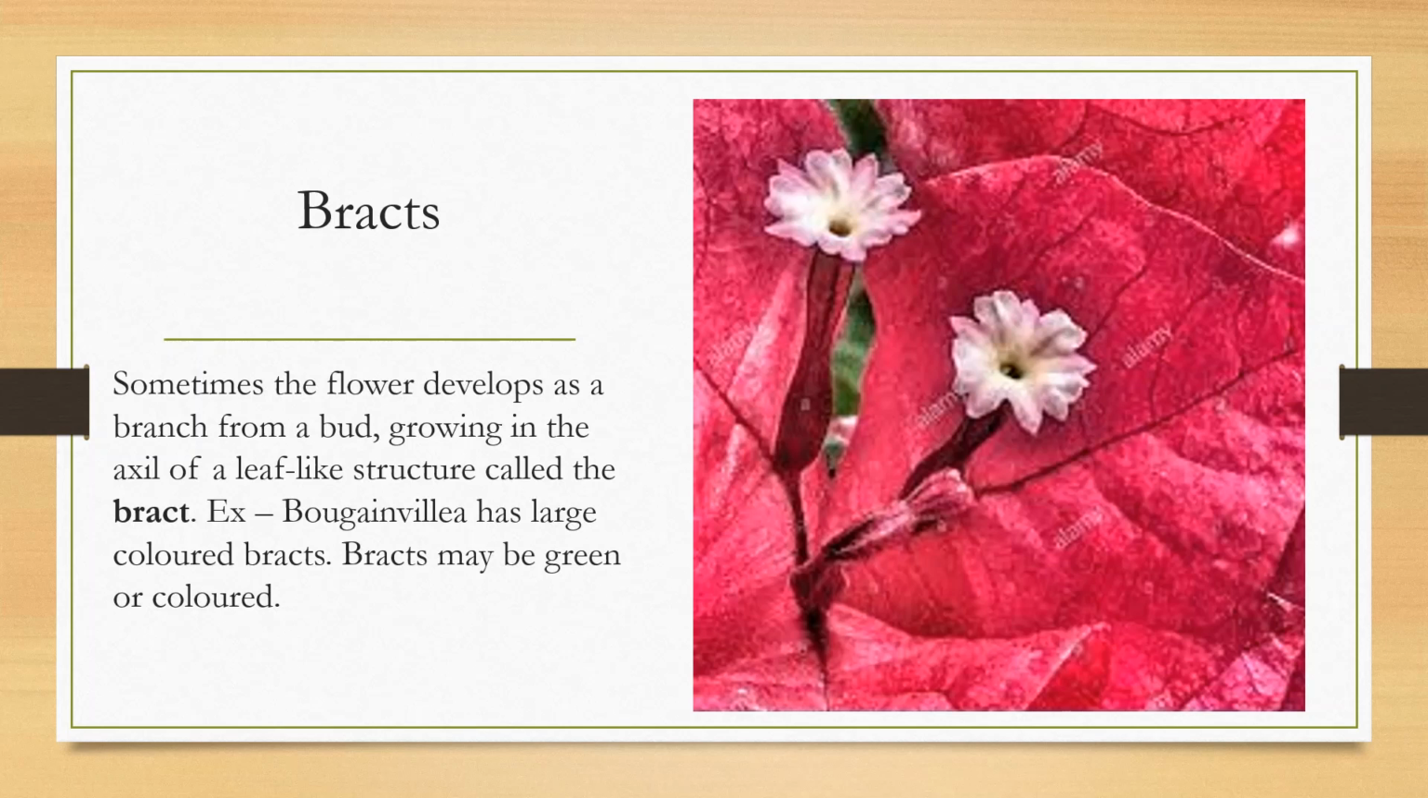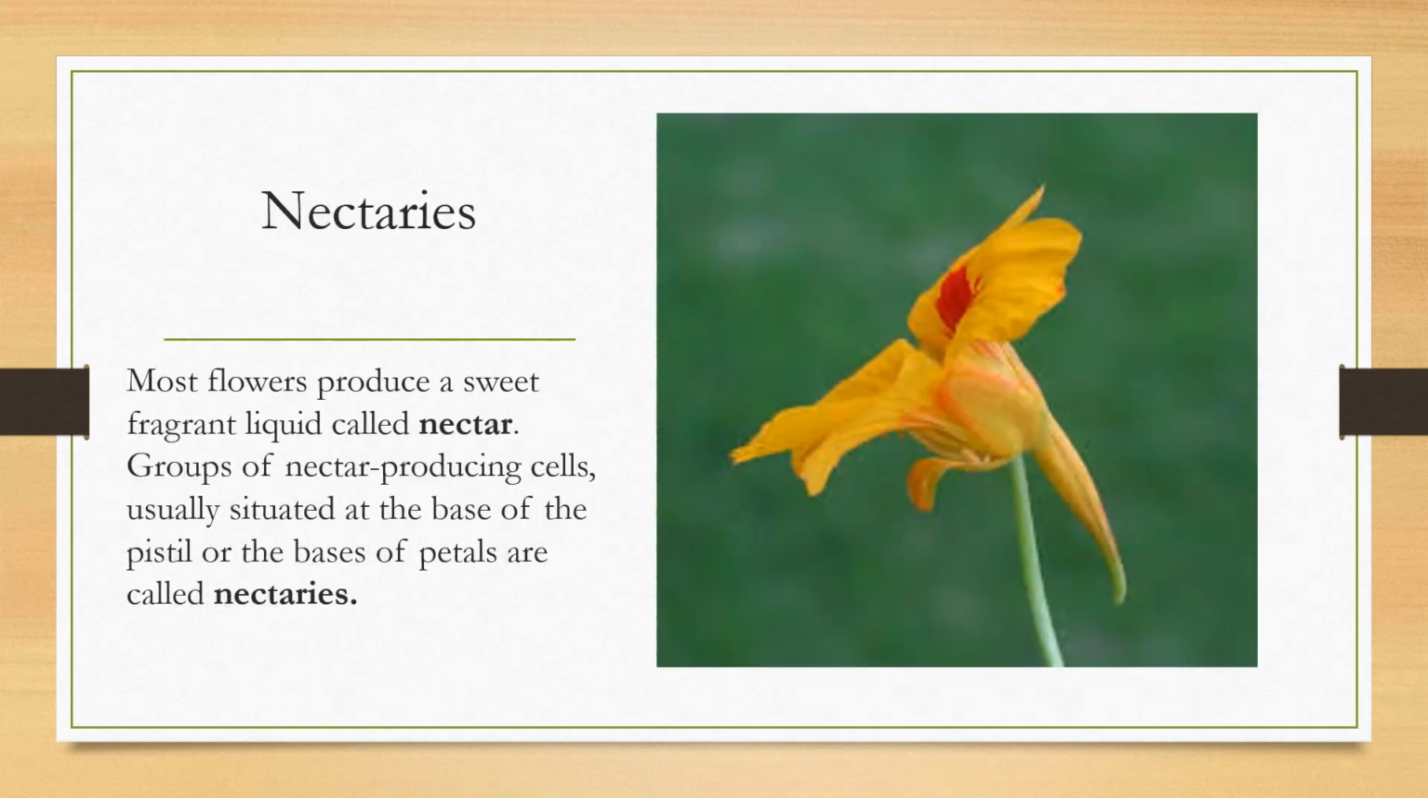You can see those are actually the flowers, but sometimes we misunderstand these bracts as flowers. One example of this colored bracts is bougainvillea, which is very common in our surroundings. You might have seen it in your gardens too. Bracts may also be green in color, but in bougainvillea it is colored bracts with small star-like white flowers inside at the axil of the bracts. One example of a nectar-secreting flower, or flower having nectar, is nasturtium.